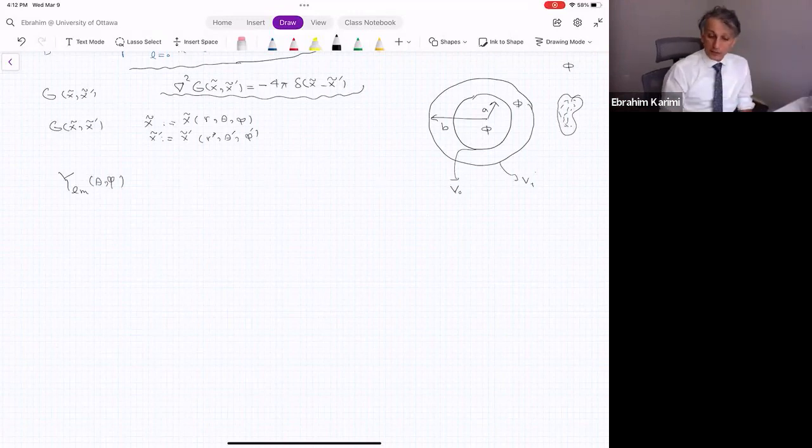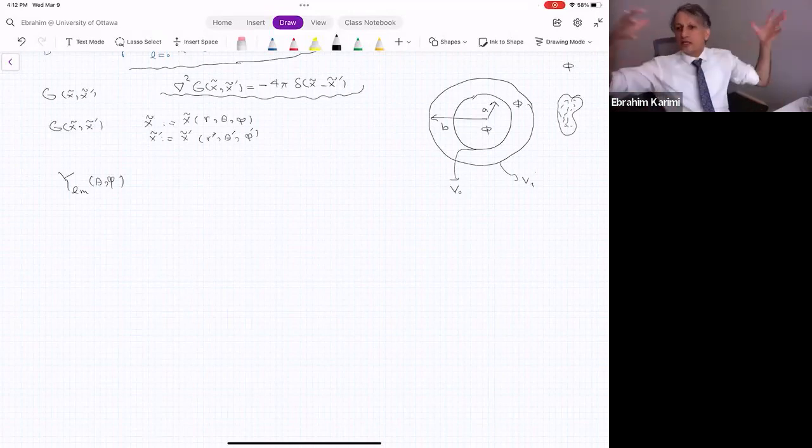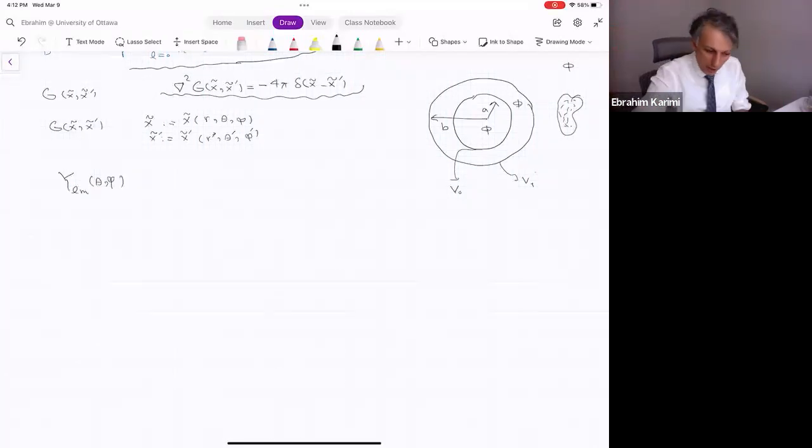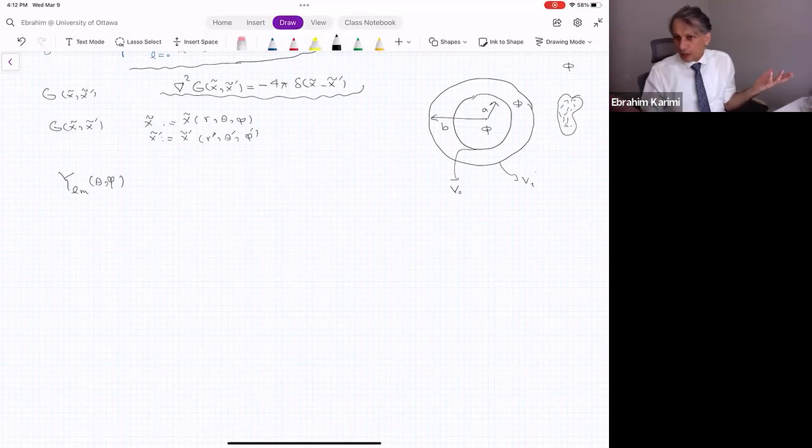But the only problem that we don't know, which essentially comes from the symmetry that we do have, is that we don't know what is going on with the radial part. The only part about the potential that we don't know is the radial part. All right, so what do you do?